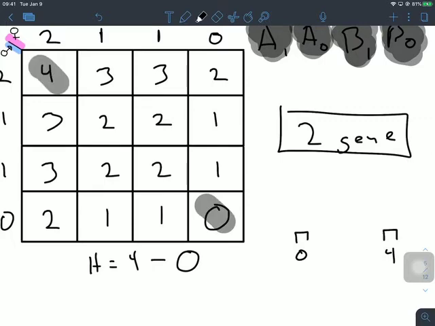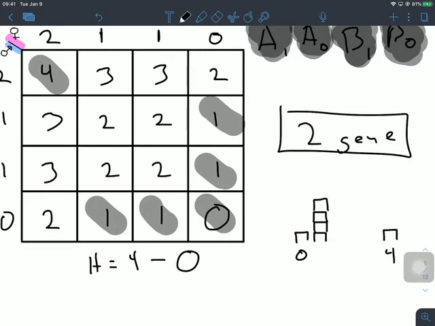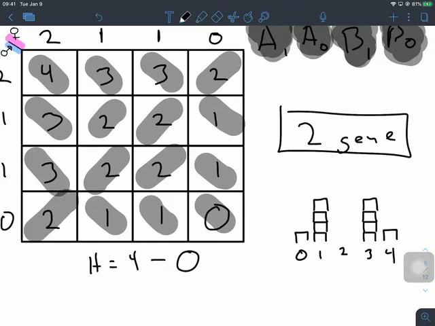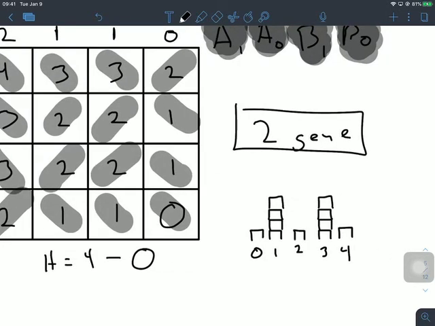How many 1s do you have? 1, 2, 3, 4. How many 3s do you have? 1, 2, 3, 4. Well, there's also 3 3s. Or 4 3s, sorry. And then how many 2s do we have? 1, 2, 3, 4, 5, 6.